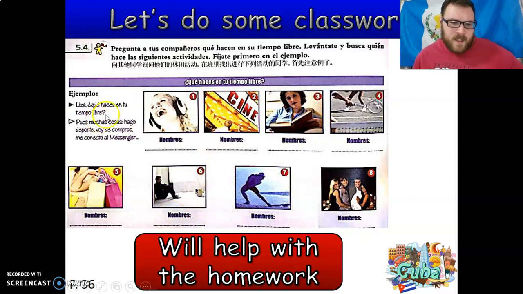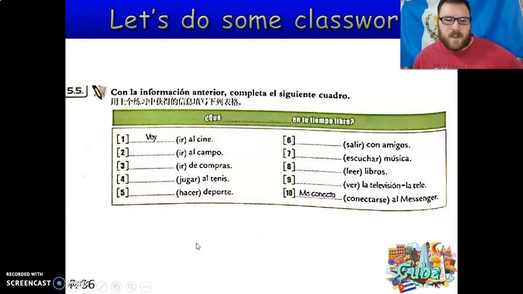So this little dialogue here about, hey, what do you do in your free time? ¿Qué haces en tu tiempo libre? And it's like, oh, well, you know, many things, I do this, I do that. That's going to help you out with some of the homework, like whenever I ask you guys to do stuff with classmates. So yeah, we'll look at that one later.